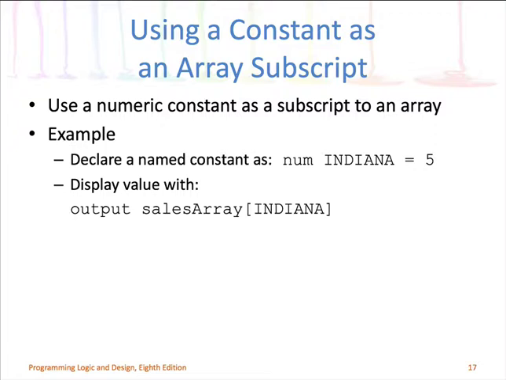Here's an example of using a constant as an array index or an array subscript. So what they're doing in this case is they're trying to, let's say, keep track of sales numbers by state. And Indiana is the 5th location of the array. So anytime we wanted something about Indiana, we could just put Indiana and it would pull out the correct location of the array. Now, if I was doing this, I would have to think about this.